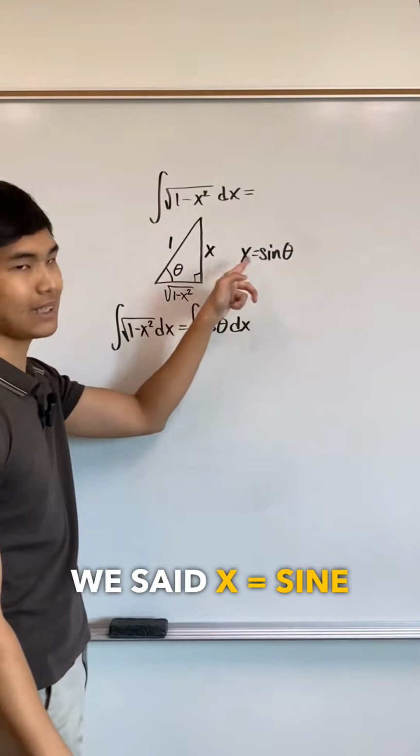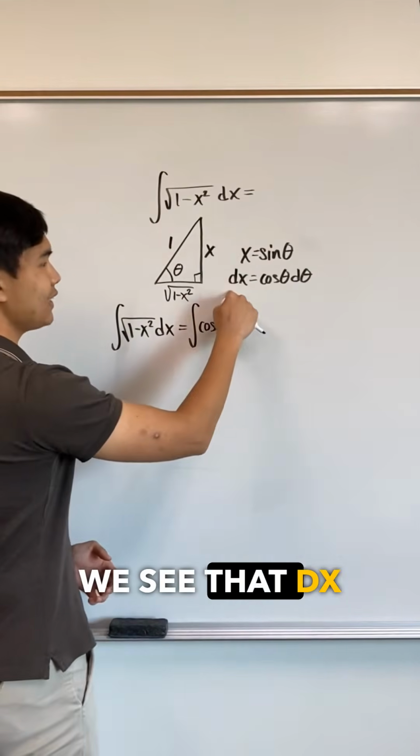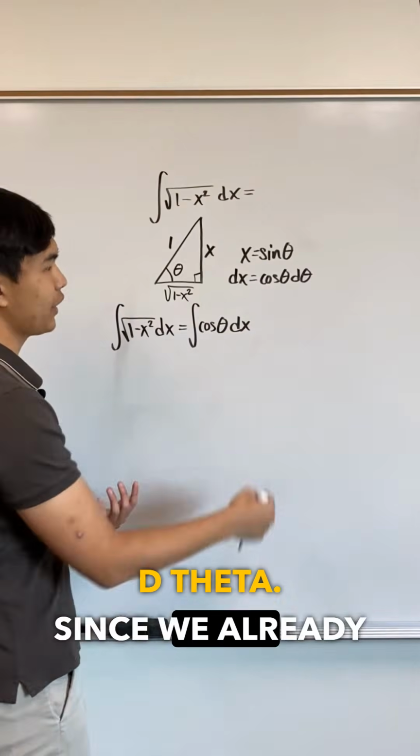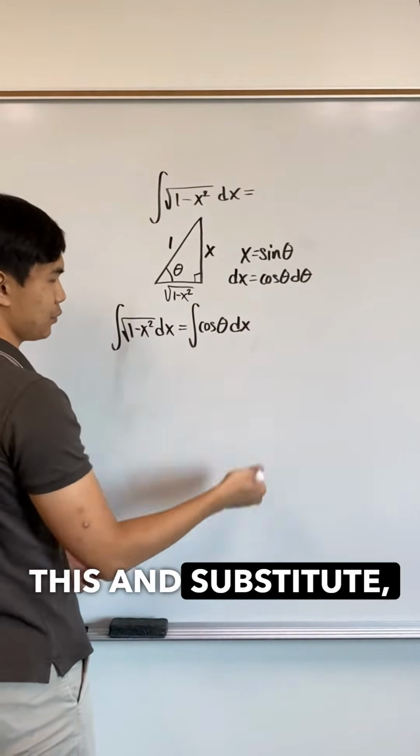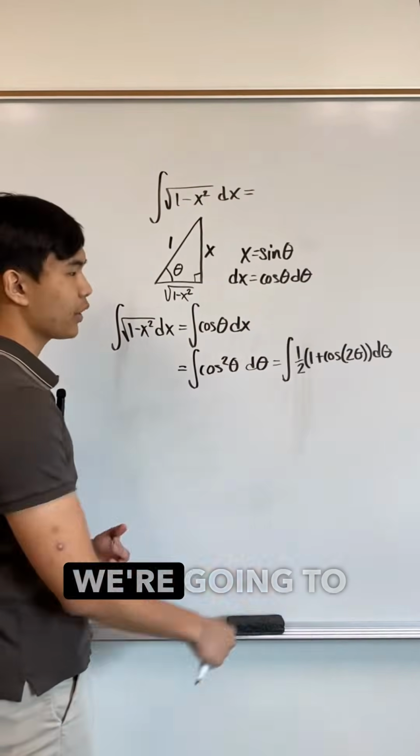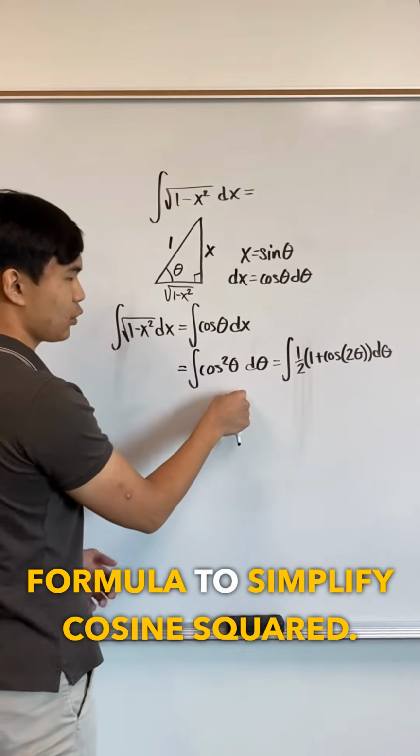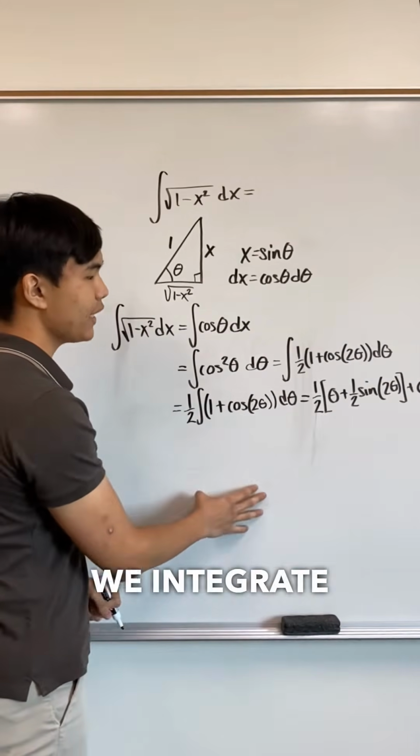Remember how we said x equals sine theta. By differentiating both sides, we see that dx equals cosine theta d theta. Since we already have a dx here, we can just take this and substitute, like so. And from here, we just integrate. We're going to use a power reducing formula to simplify cosine squared. Then we're going to pull out the 1/2, and from here we integrate to get this.